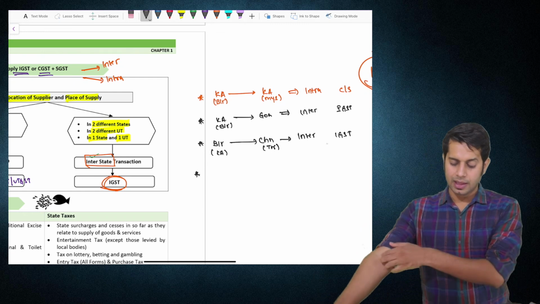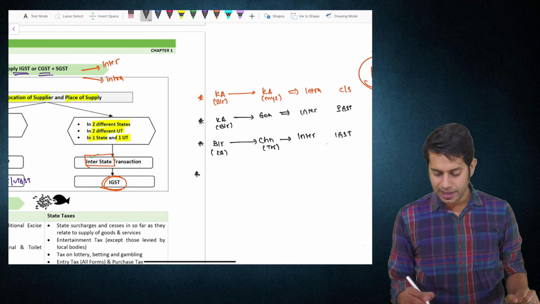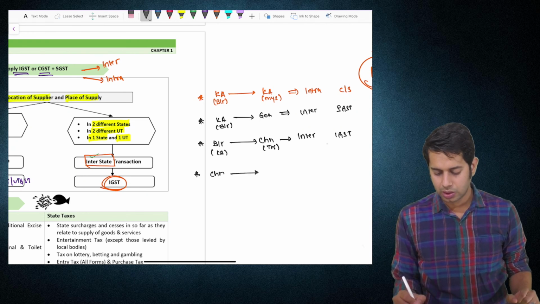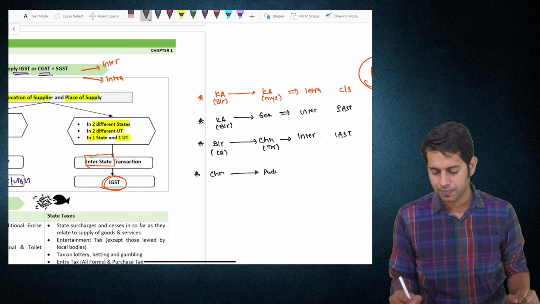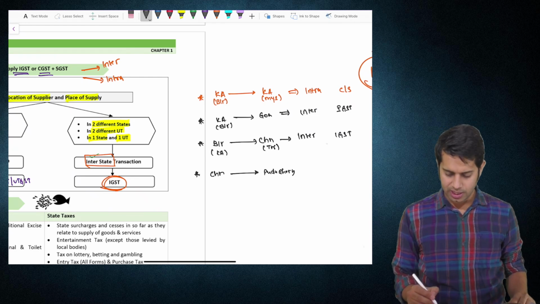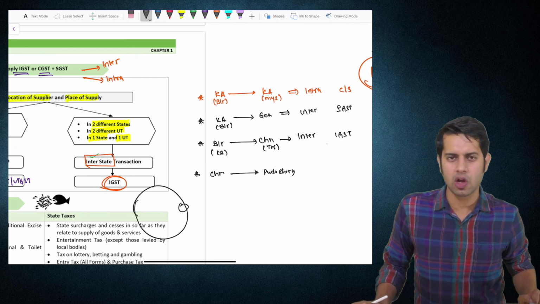Case number 3. There is a supply which is made from Chennai to Puducherry, Pondicherry. Sir, Chennai, Pondicherry. Sir, there is this Tamil Nadu. Inside Tamil Nadu, there is this Pondicherry or Puducherry.